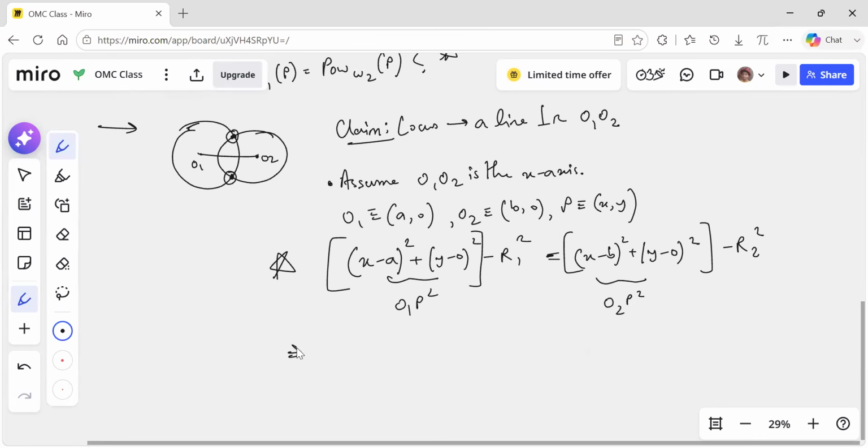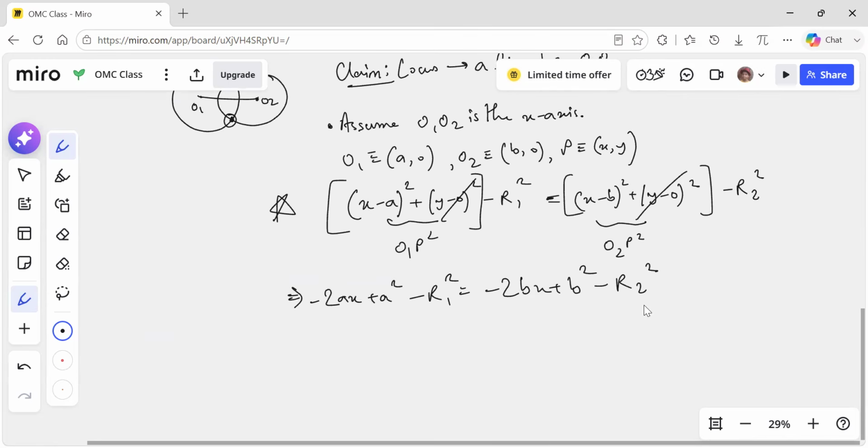So if you expand this, you'll see that the x squared terms cancel and the y squared terms cancel. What you'll be left with is minus 2xa plus a squared minus r1 squared is equal to minus 2bx plus b squared minus r2 squared. And here you have to assume that a is not equal to b if r1 and r2 are not equal. We'll come to why this is important.